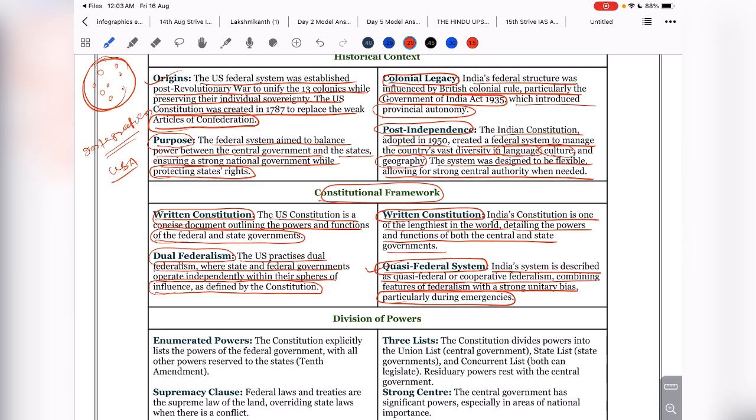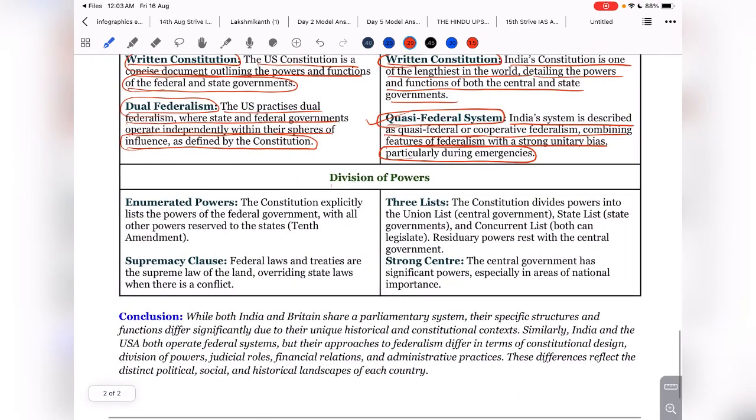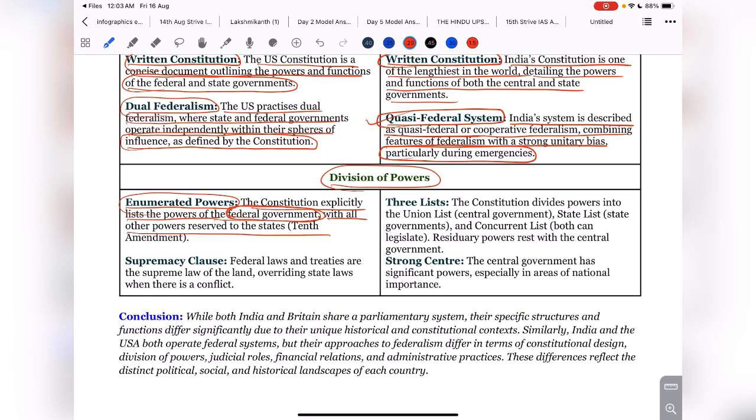Then division of power, the enumerated powers. The constitution explicitly lists the powers of the federal government. That means the USA central or federal government's powers are listed, with all other powers reserved for the state governments. Whatever is listed in the constitution is the power of the federal government. All remaining powers that are not written rest with the state governments. Then the supremacy clause: federal laws and treaties are the supreme law of the land and override state law when there is a conflict.